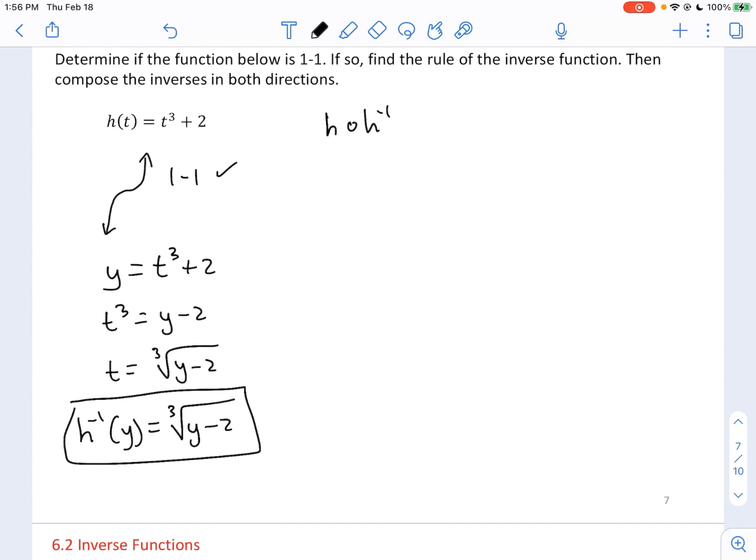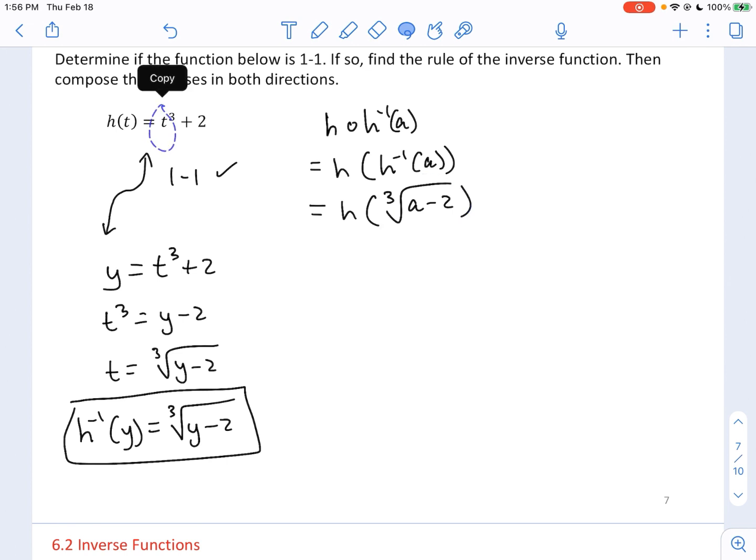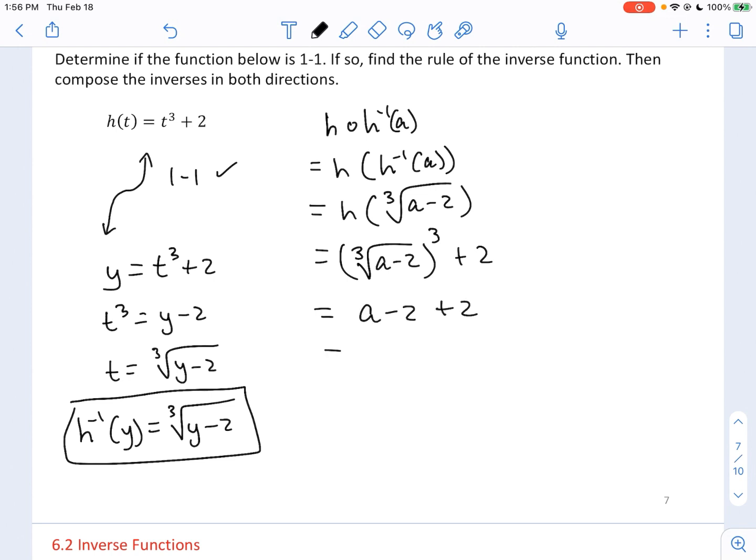h of h inverse of a. Okay, so that gives me h of h inverse of a like this. h inverse of a is cube root of a minus 2. Now I'm going to plug this expression in for that t in the h function. So the h function will cube it. So we have the cube root of a minus 2. That's going to be the input for the h function. Going to be cubed, and then 2 will be added. Well, if you cube a cube root, they cancel. So you just get a minus 2, and then you add 2 to that, and you get a.